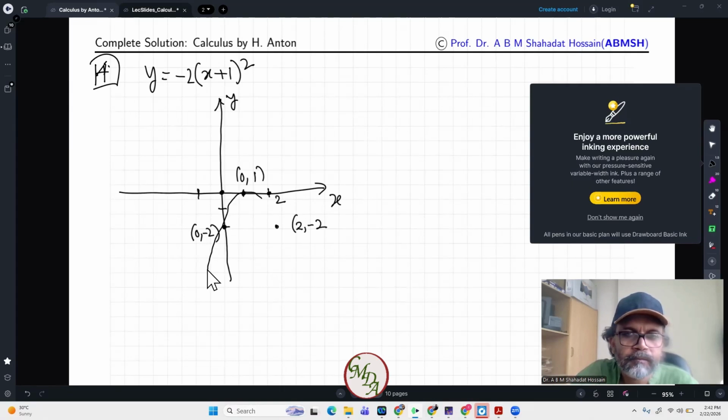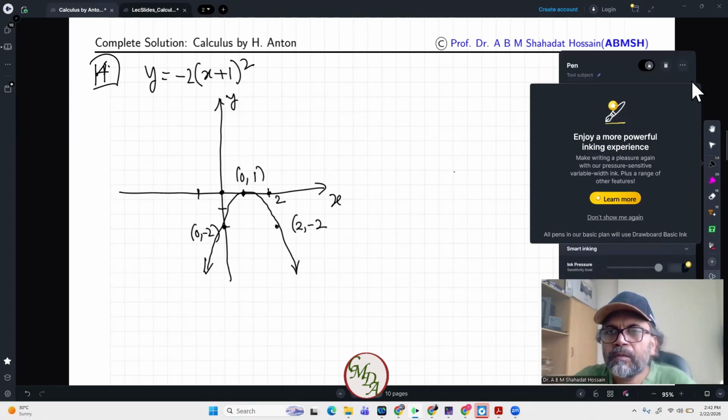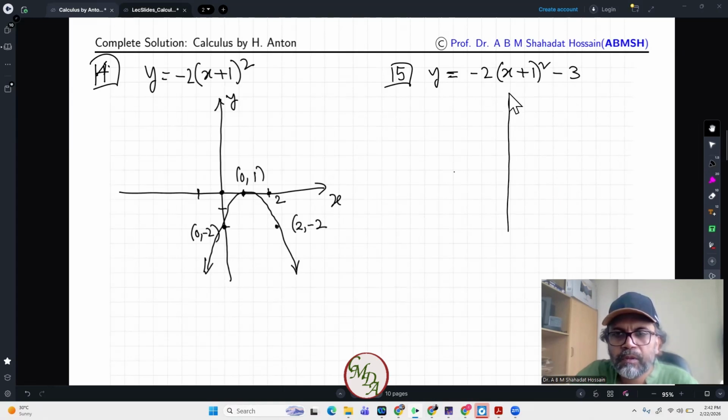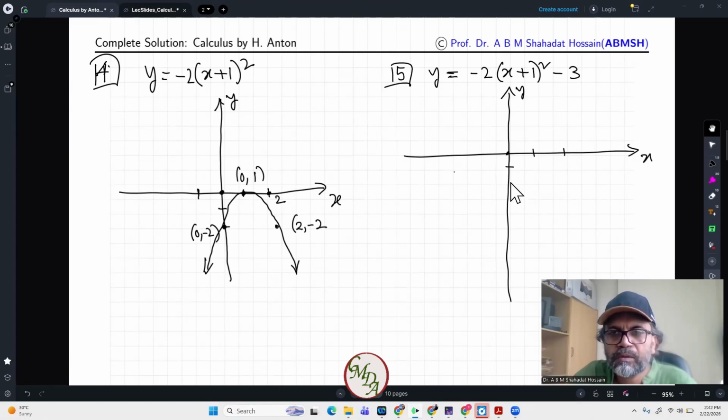Let's draw this graph, a similar pattern, just a 1 unit shift. Now the final one. The fifth one is the ultimate graph: y equals minus 2 times (x plus 1) whole squared minus 3. We will do this very precisely using these 3 points again, now 3 units down. So 1, 2, 3: this point now moves down 3 units.